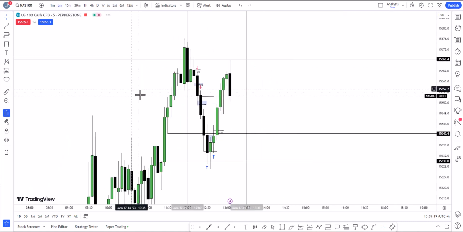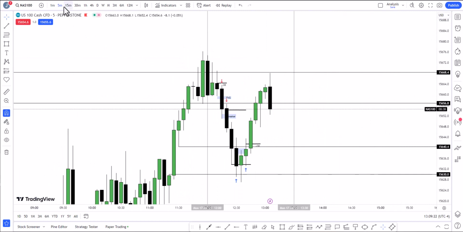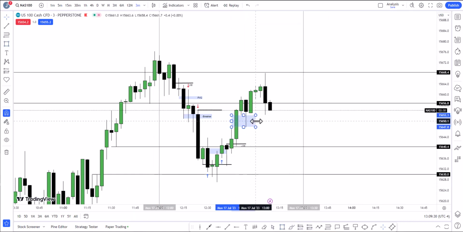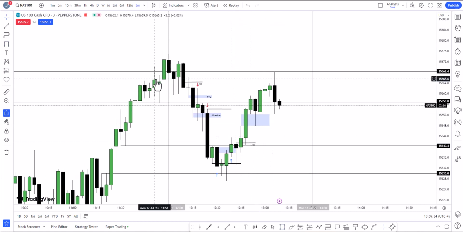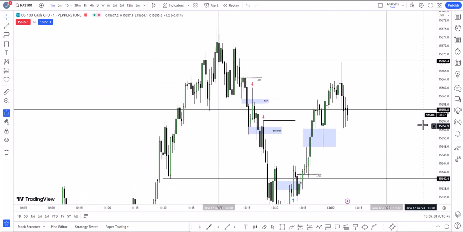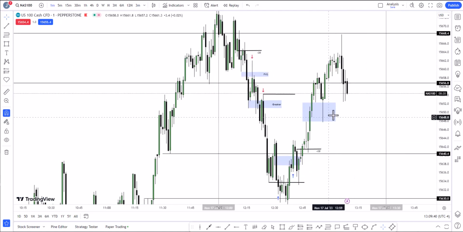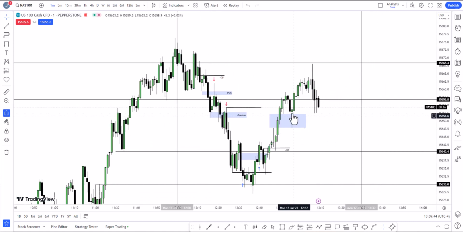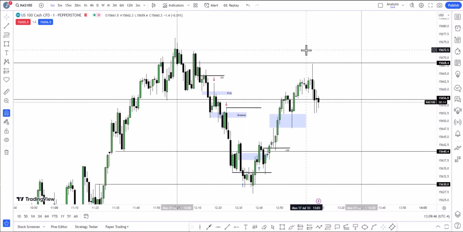If you look on the 5 minute here, was it 15? Maybe it was even a 3 minute I was looking at. Yeah, so it was a 3 minute. So if you look here to here, we have another fair value gap there. What I wanted to see was, I could have put an entry on there. I was literally looking at it as I was doing this here, but I didn't bother. As you can see, price came back into that fair value gap, proceeded to go up.